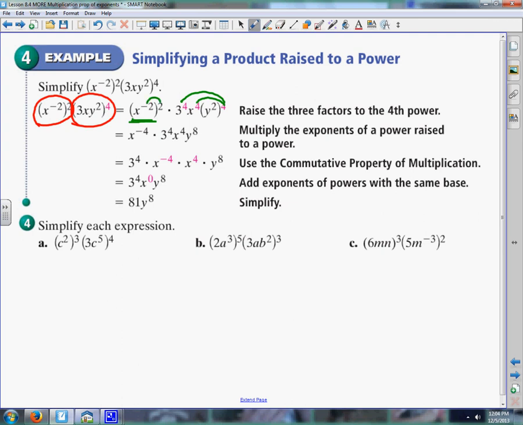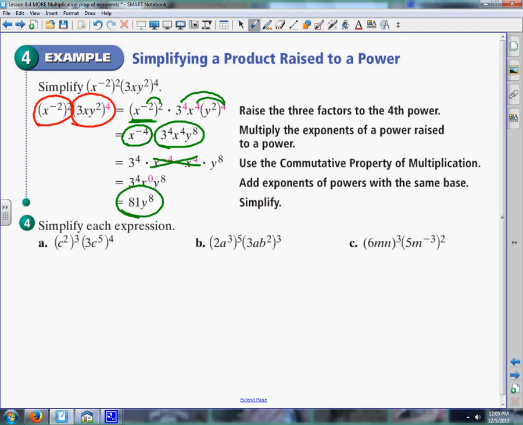So they did this, and they got x to the negative 4, and then they did 3 to the 4th, x to the 4th, y to the 8th. So there's multiple steps that you have to do with each problem. So then what they did is they took the number and they put the number out front, because you're always going to want to have your numbers out front. So then what happened is they got 81, x to the negative 4th and x to the 4th cancel each other out, and then you get y to the 8th. So 81y to the 8th.